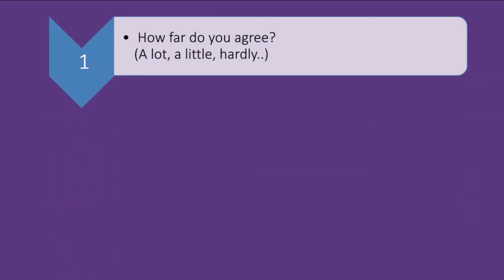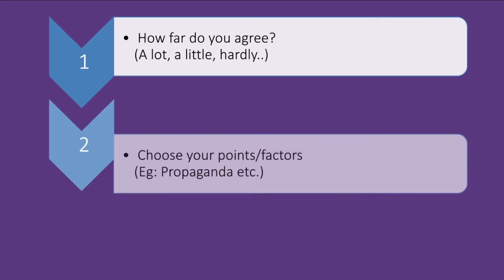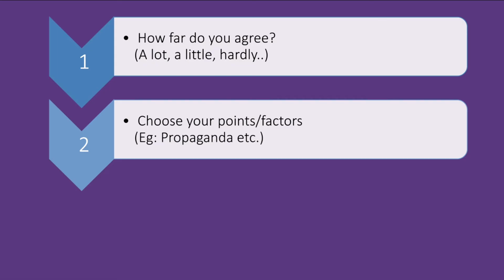So here are the steps basically in how you should start your process of answering this question. So number 1, you should just think it out in your head. How far do you actually agree? You should be very clear in this. You should just, as soon as you read the question, make a decision about how far you agree. So a lot, a little, hardly. And once you do this, you have to choose your points or factors.